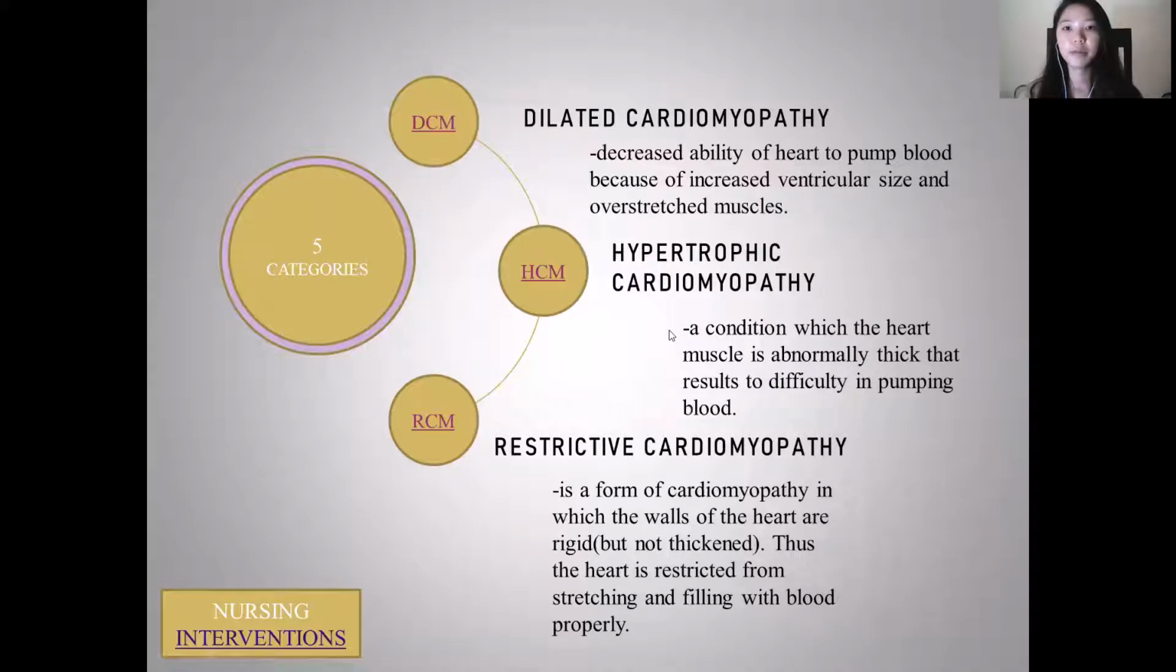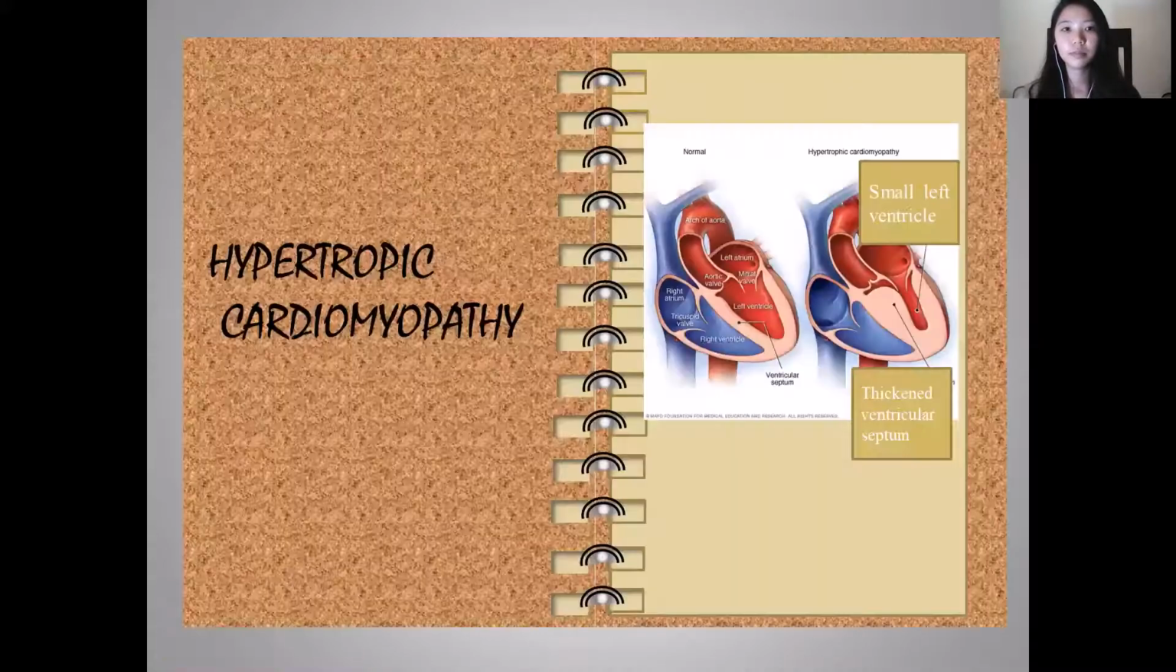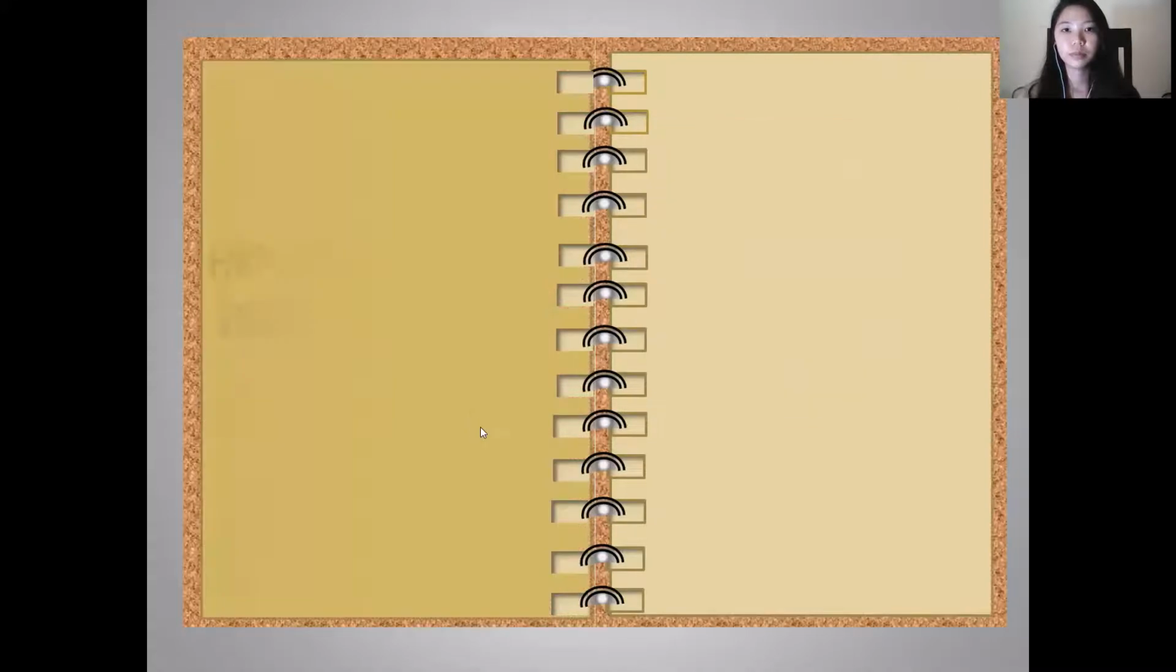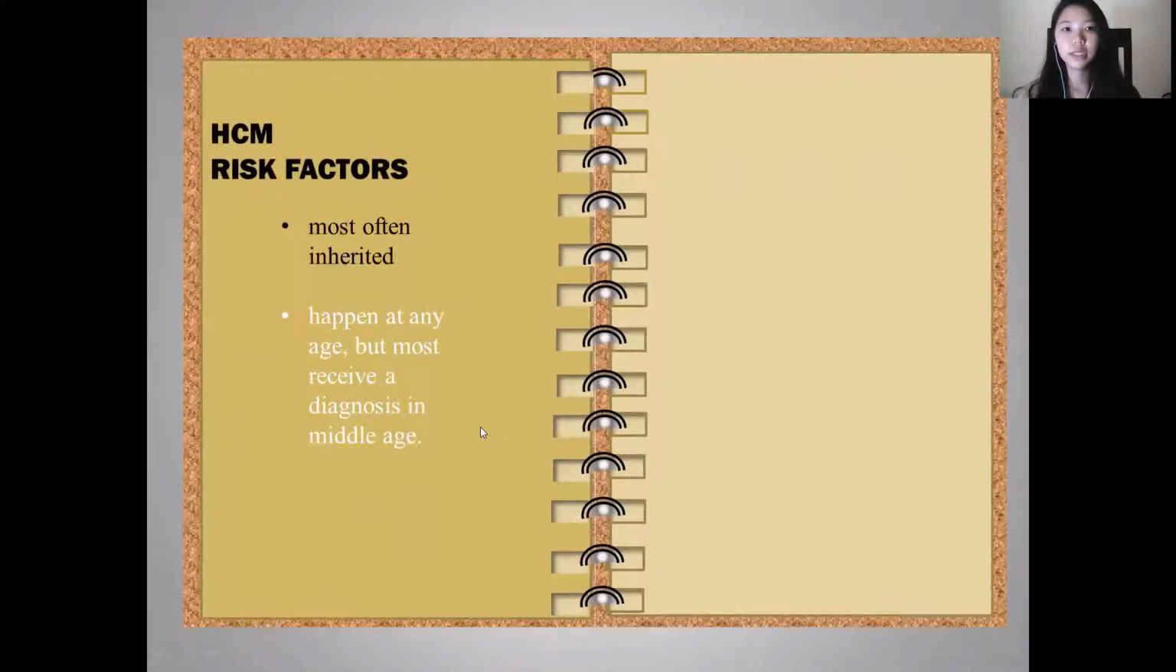Next is hypertrophic cardiomyopathy. It is a condition in which the heart muscle is abnormally thick, which results in difficulty in pumping blood. So it is, see here, the thick ventricular septum and the small left ventricle. The risk factors: it is most often inherited, can happen at any age, but most receive a diagnosis in middle age.